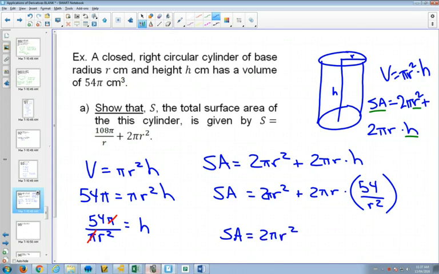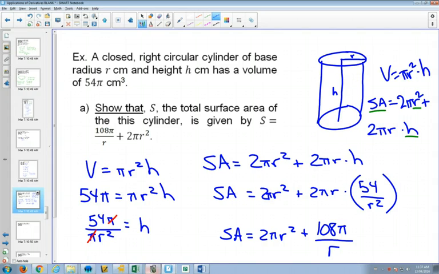And simplifying this, plus 2 times 54 is 108. One of those r's will cancel out. And that matches what we wanted to show.